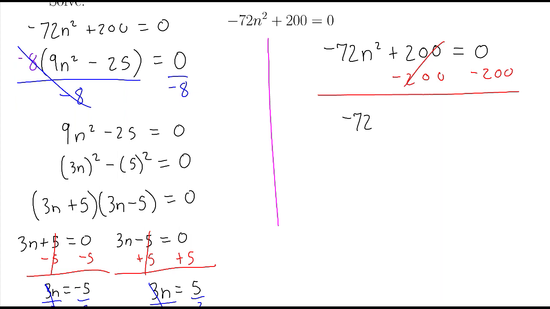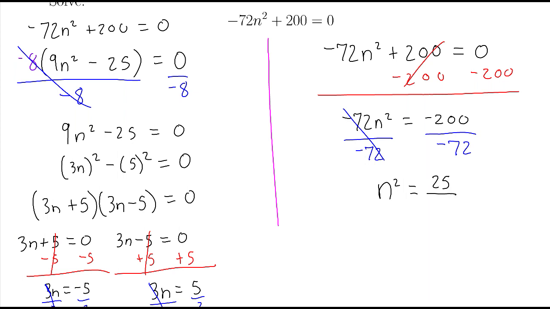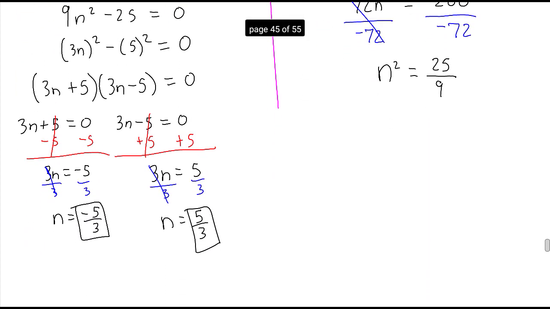Negative 72 n squared equals negative 200. I will now divide both sides by negative 72. And then I have to reduce this fraction, of course. Negative 72 over negative 72 will cancel. I'm left with n squared equals negative over negative is positive, and we know they're both divisible by 8, so we'll divide them by 8. 200 divided by 8 is 25. 72 divided by 8 is 9. So we have n squared is equal to 25 over 9.